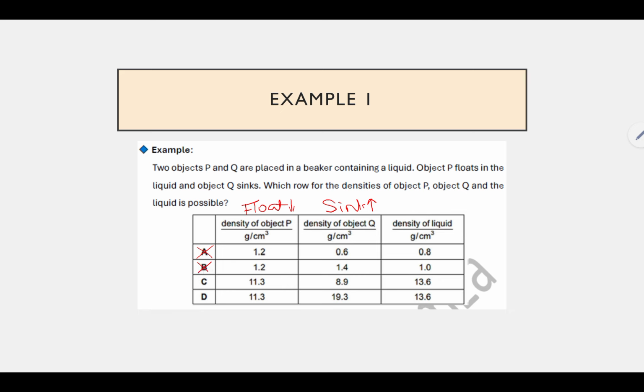C, P should have a density less than that of liquid, it's correct. And Q has a density which should be more than that of the liquid, but it's not, so C is wrong. D, P has a density of 11.3, which is less than the density of the liquid, which is correct. Q has 19.3, which is more than the density of the liquid, which is correct, so the answer would be D.